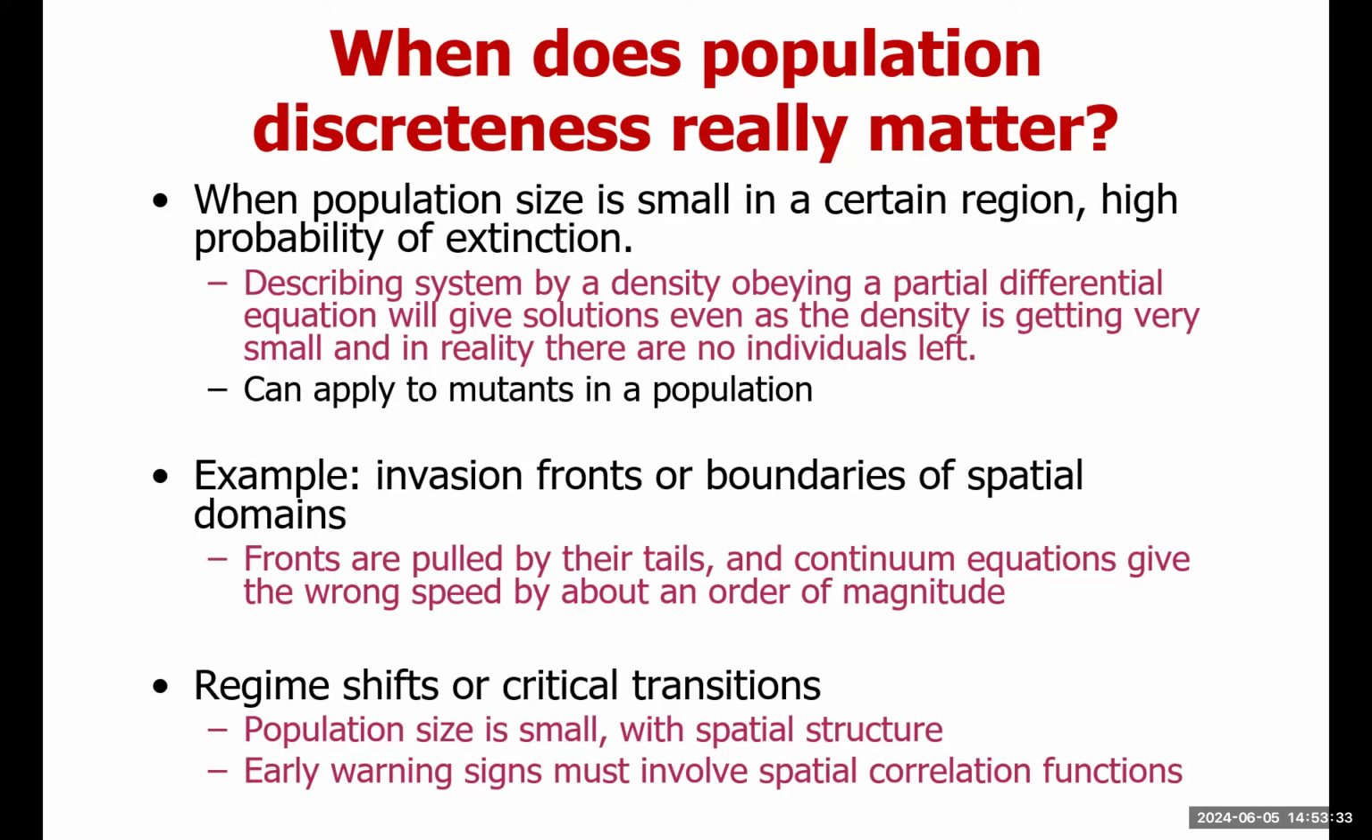In your lifetimes, the world is going to be turned upside down by global climate change and by mass migrations and so on. It's already starting to happen, and it's going to get worse. Those invasion fronts of invasive species, the population is getting small, and so by definition, the discreteness will matter. And then the other place where it matters is where you have regime shifts or critical transitions.